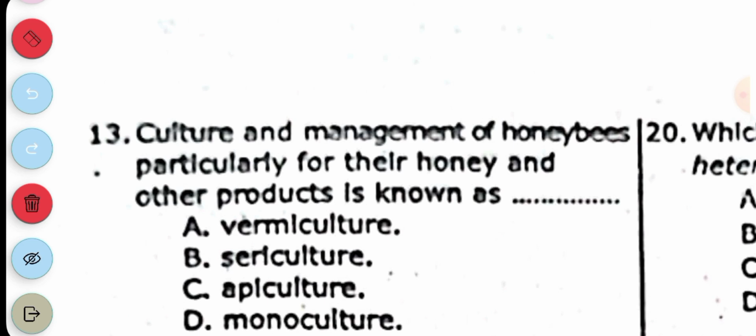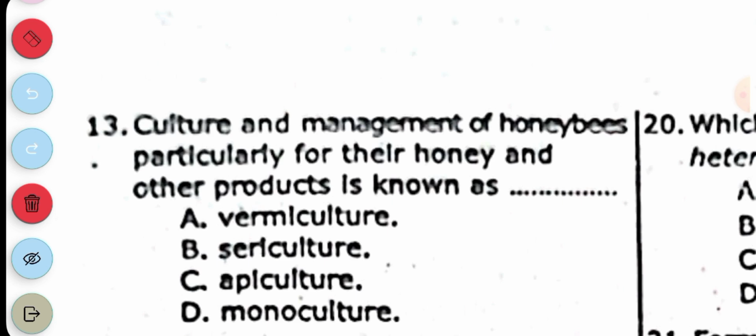Question 13. Culture and management of honeybees, particularly for their honey and other products is known as A. Vermiculture, B. Sericulture, C. Apiculture, D. Monoculture. And the answer to question 13 is apiculture, C.